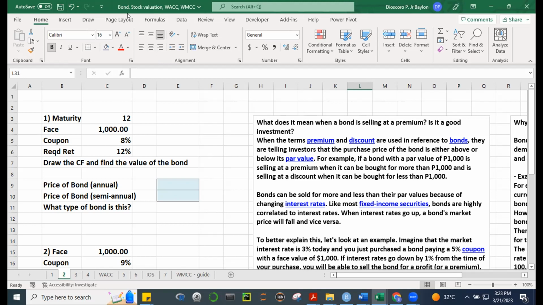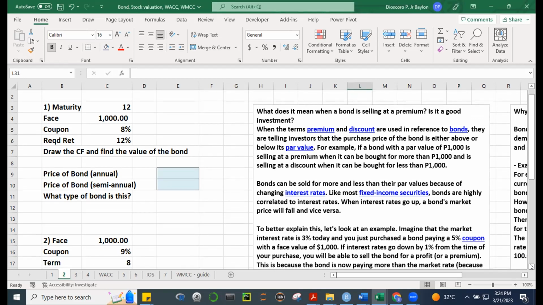Baka naman class finance, tapos hindi niyo pa alam yung distinction ng bonds at saka ng stocks. I hope that's very clear to us. All right, so now there are two types, actually tatlo. Bonds are selling at a premium, at a discount, or at par value. Okay, so what's the difference between a premium bond and a discount bond?